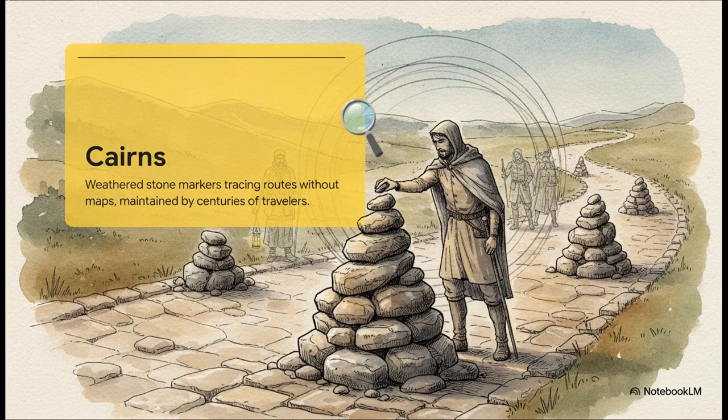It is never about manufactured action sequences. Then, in Scene 6, the script introduces the concept of cairns. These are weathered stone markers used to trace a route where absolutely no maps existed, and they were maintained by centuries of travelers, just adding stones as they passed. The script includes this very quiet, deliberate moment where a guide adds a single stone to a cairn. It's such a brilliant historical detail, right? It visually represents the collective memory and the shared survival of the road itself.